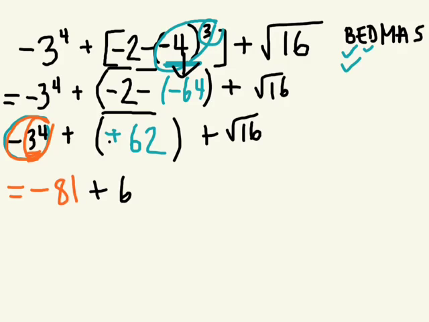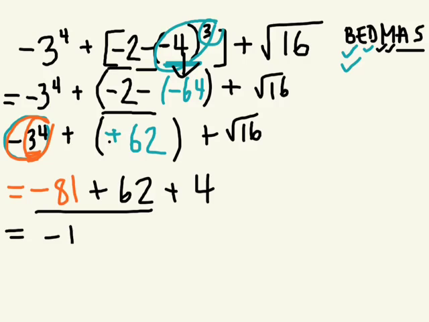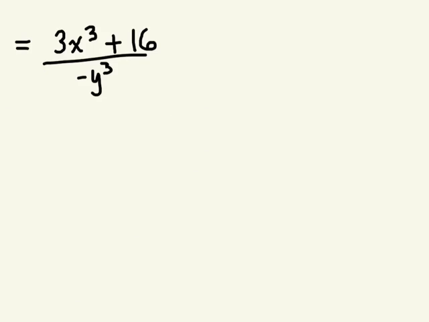Well, adding a positive, can I just get rid of the brackets? Plus 62. Plus, let's just simplify this now. What's the square root of 16? Plus 4. Good. Okay, multiplication and division. Do we have any of that? No. Addition and subtraction in the order it appears. So again, reading left to right, -81 plus 62 plus 4, -15.